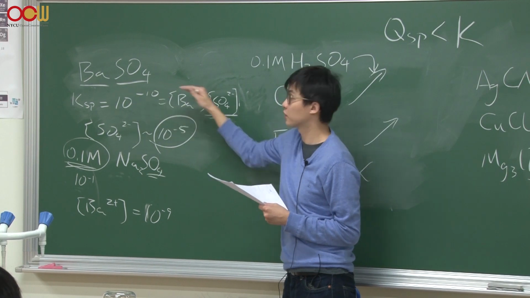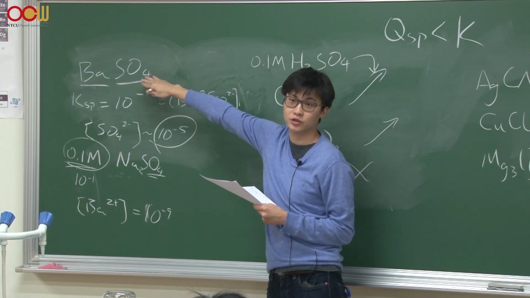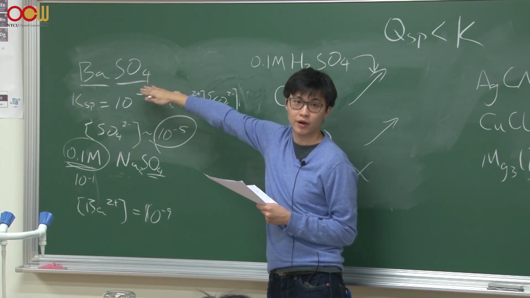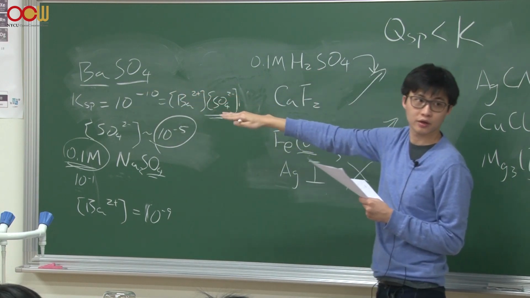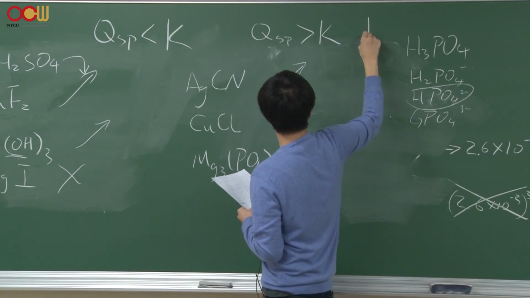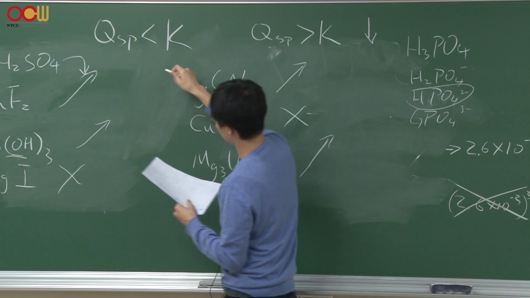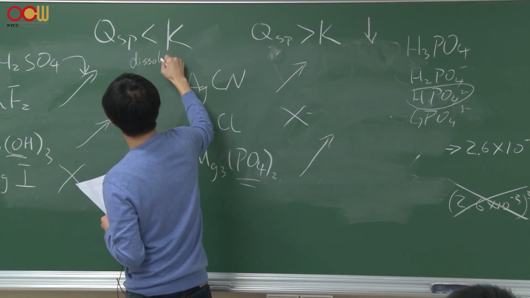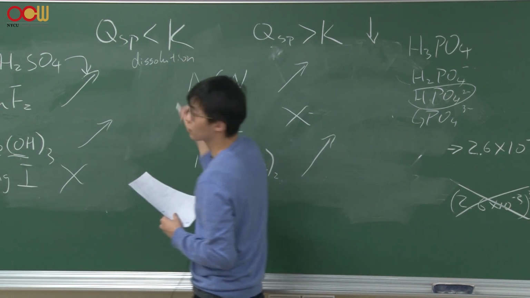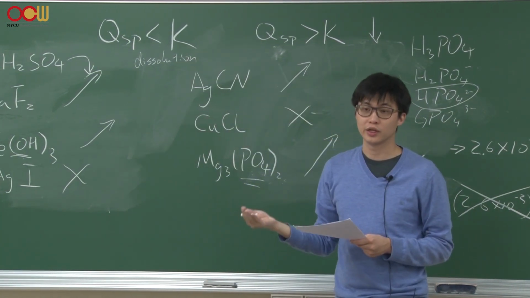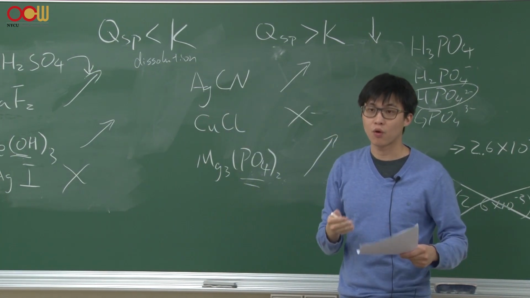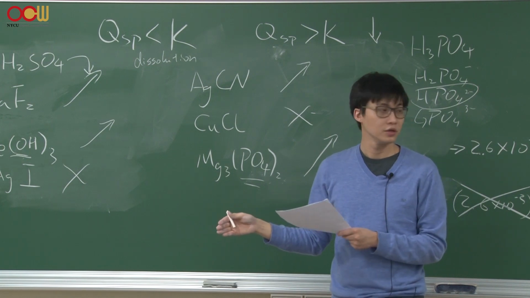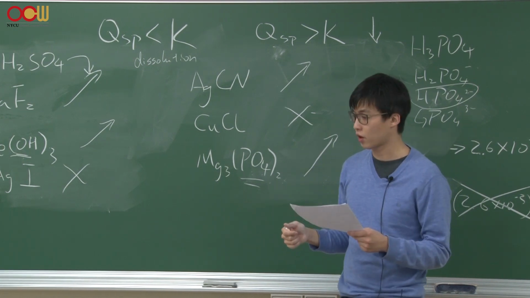The equilibrium is going to shift backward to the solid form, right? So that leads to precipitation. And for Qsp less than K, it will be dissolution, because your concentration hasn't reached the equilibrium yet. That means more of the solid will dissolve. So these are very important concepts.